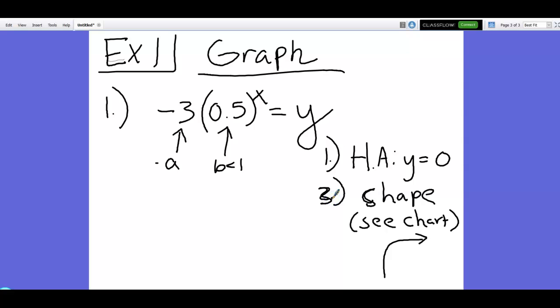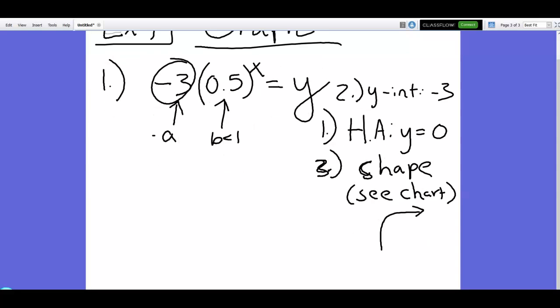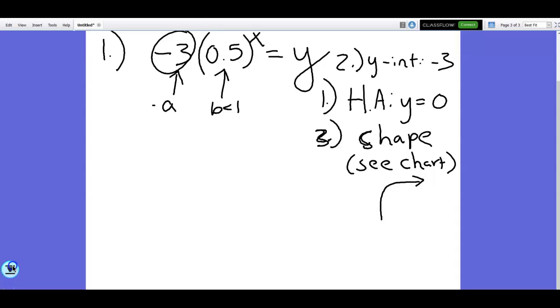The second thing I like to do is my y-intercept. So what's my y-intercept? It's -3. It's this number in the front, remember? All right, so it's -3. Okay, so once you guys know your horizontal asymptote, your y-intercept, and your general shape, you should be able to get a pretty nice picture going, okay? So here we go. Let's sketch a picture real quick.